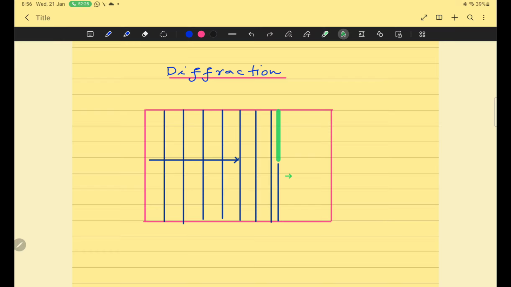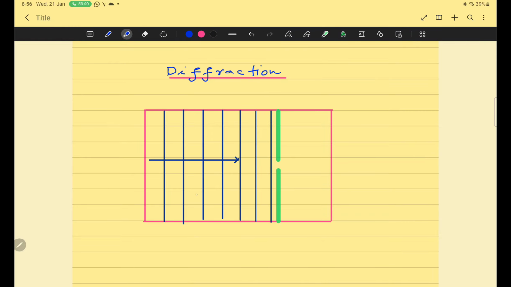I made a very small slit. There is a slit, there is a gap. I think I should make a larger gap because when I'm shading, it becomes very narrow. Yes, this is a gap. And now you can see, sir, these blue vertical lines are wavefronts, and these wavefronts are hitting the green barrier, and the green barrier has a very narrow slit, a very narrow gap at the center.